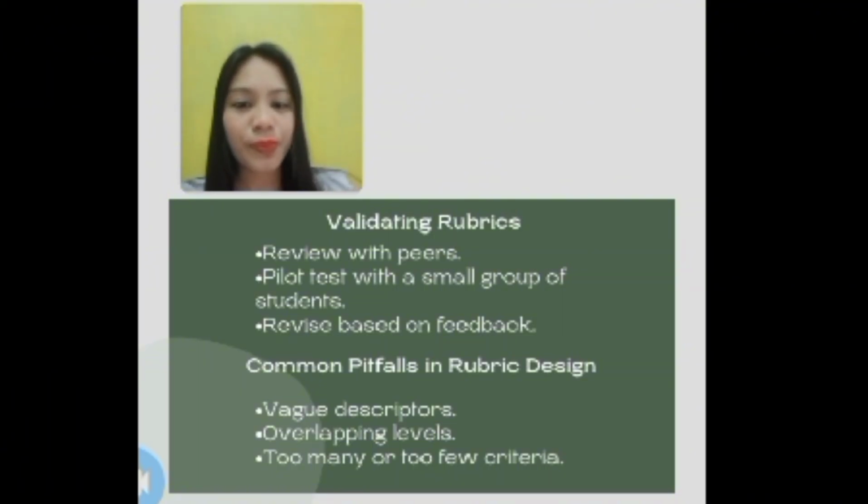Common pitfalls in rubric design. Vague descriptors. Using unclear or subjective terms like good or adequate without defining what they mean can confuse students and evaluators. Overlapping levels. If performance levels are not distinctly defined, it becomes hard to differentiate, leading to inconsistent scoring. Too many or too few criteria. Including too many criteria can make the rubric overwhelming, while too few may not capture the full scope of the task.